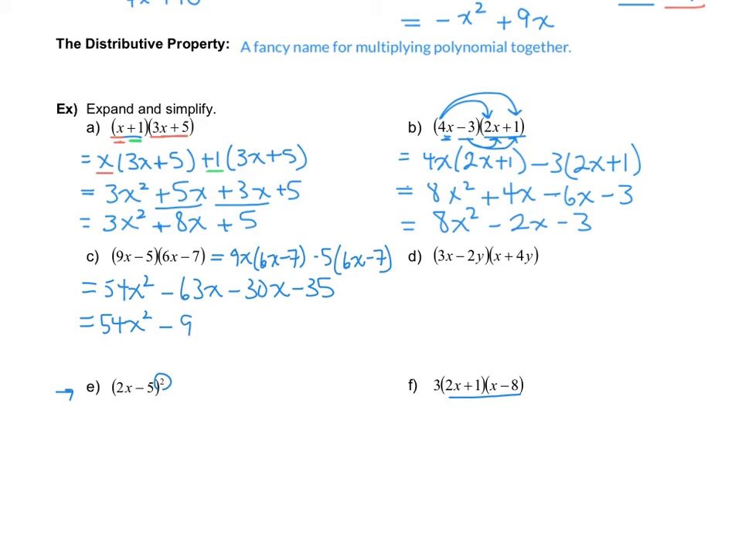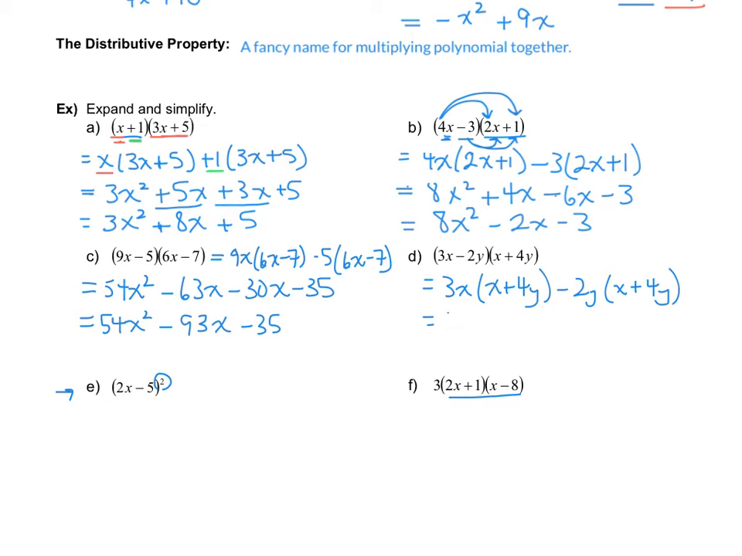Collecting like terms, you should get what I'm writing down here. I'm having trouble writing and talking at the same time. There we are. All right, part D, you should get a 3x multiplying. I'll put that step in for people who need it. The 3x has to multiply the x plus 4y. The -2y is going to multiply the x plus 4y.